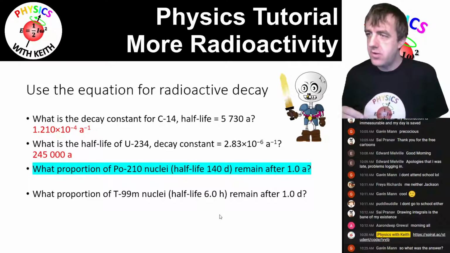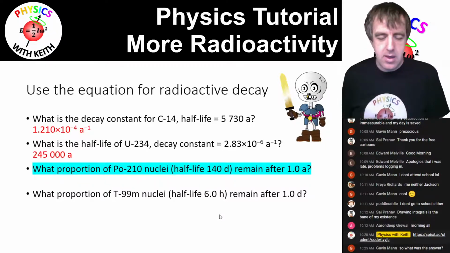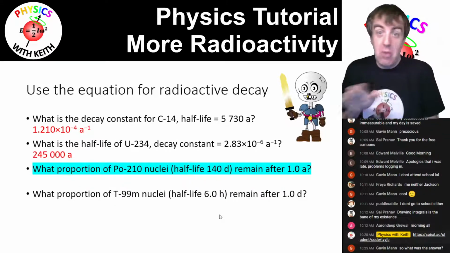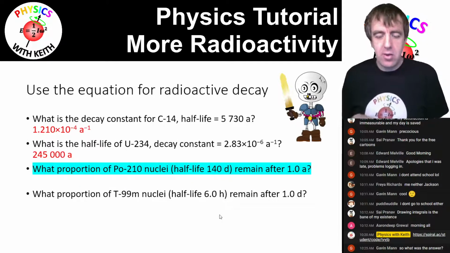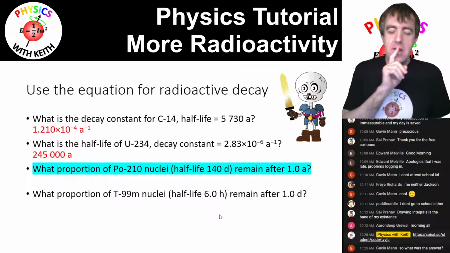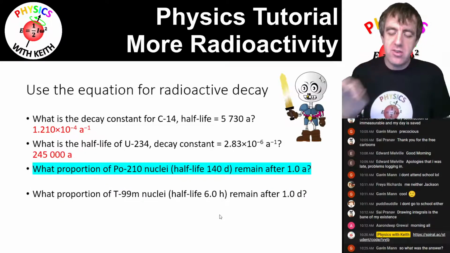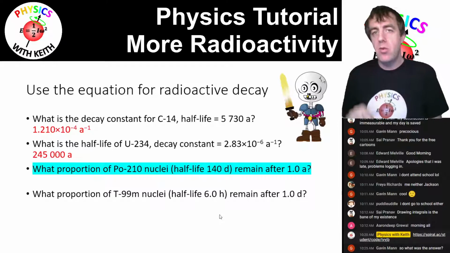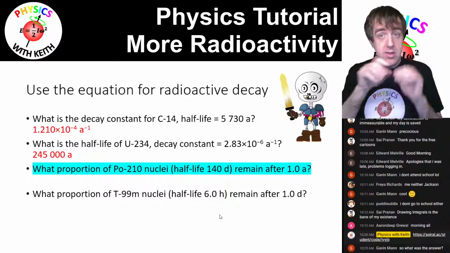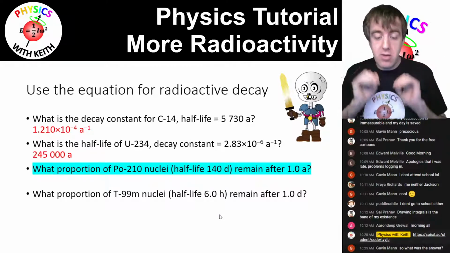Yeah, so let's just explain with those symbols then. We've got polonium-210, not actually bothered what it is, but we are told polonium-210 has a half-life of 140 days. And I want to know how much is still there, what proportion is still there after a year. Well, the proportion is going to be the new number divided by the original number.